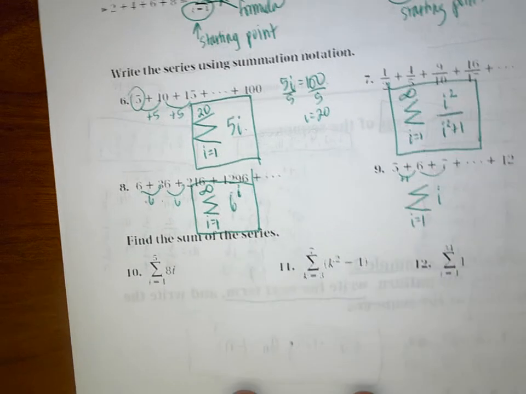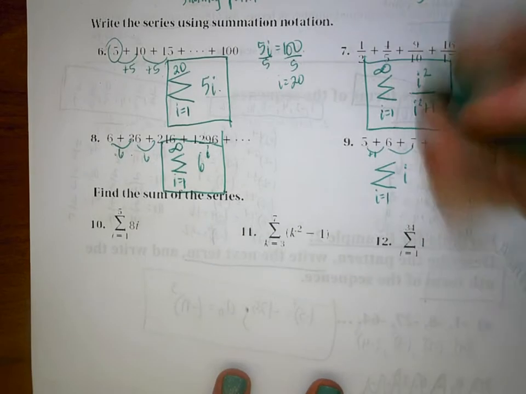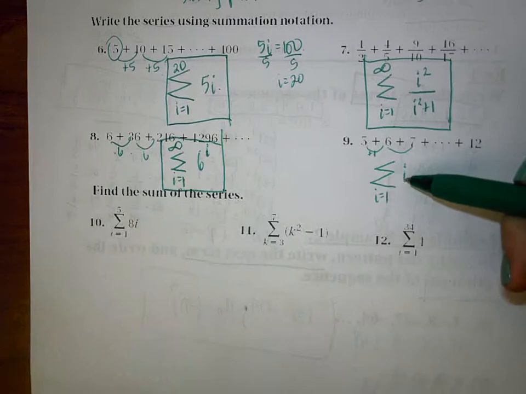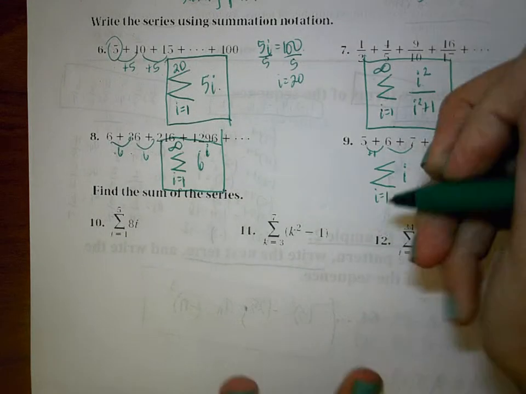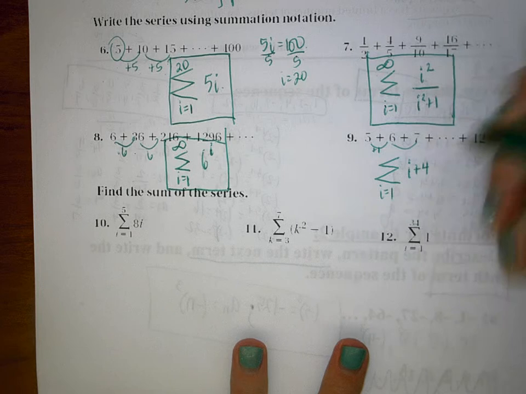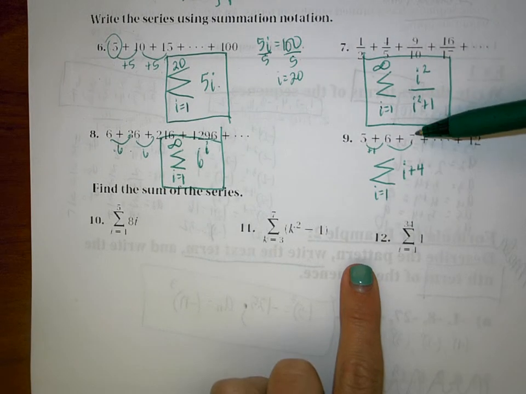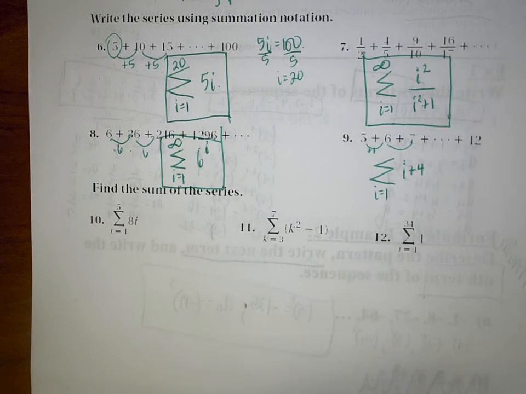Now, when I plug in 1 here, I get 1. And what would I need to do to 1 to make it a 5? Add 4. And then you could double check it. If I go to my third term, 3 plus 4 makes 7.